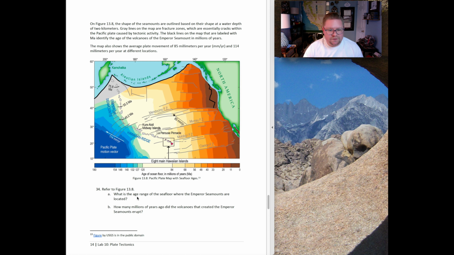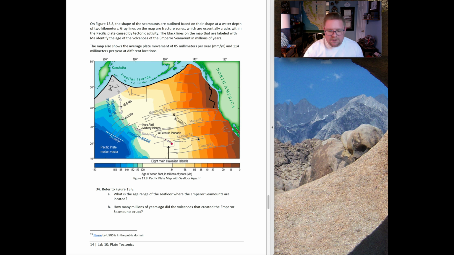As an example, question 34A says, what is the age range of the seafloor where the Emperor seamounts are located, which are found up here. So we notice that this oceanic crust is newer, and as we move towards the left it becomes older, which implies that the material is moving to the left, right? It's moving westward, but at different rates, because we can see it's not an even transition all the way across.